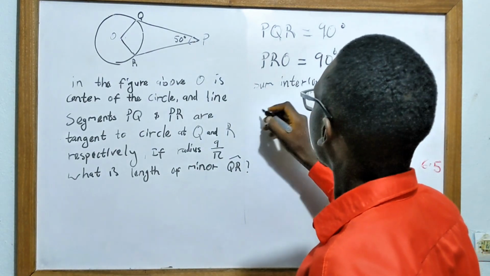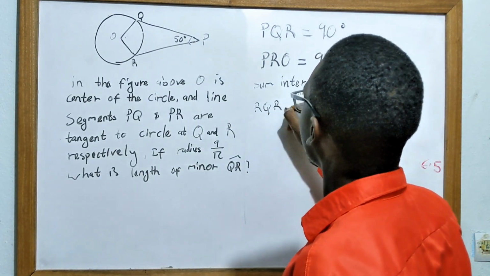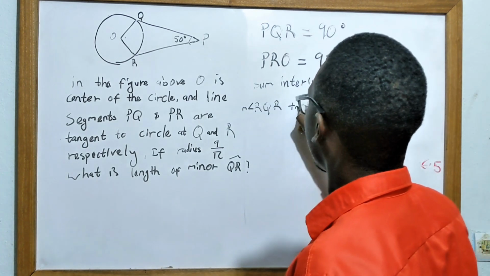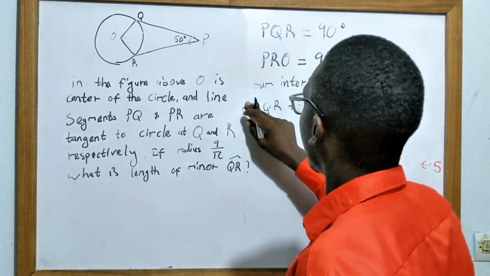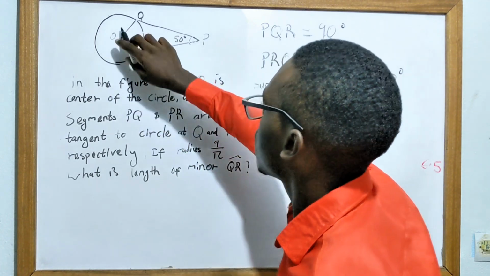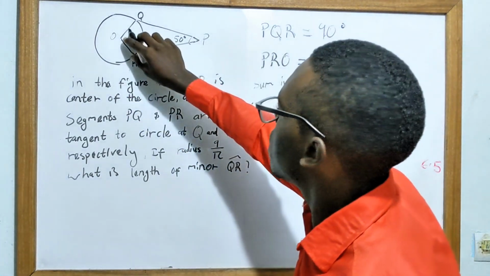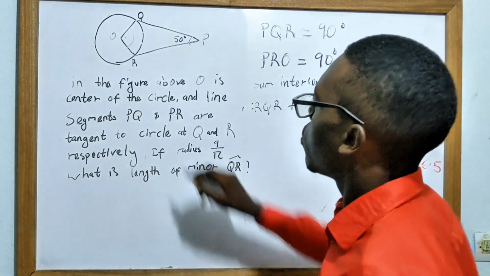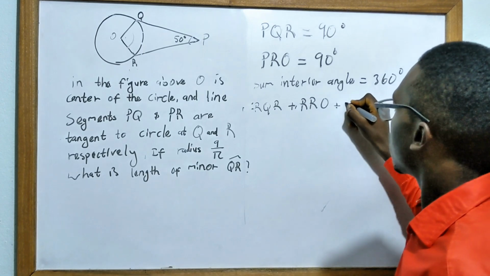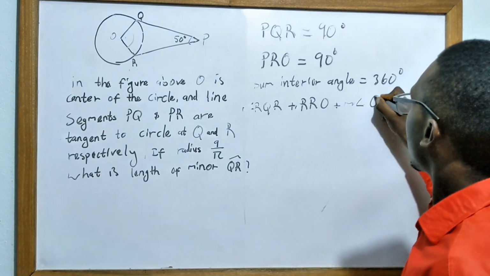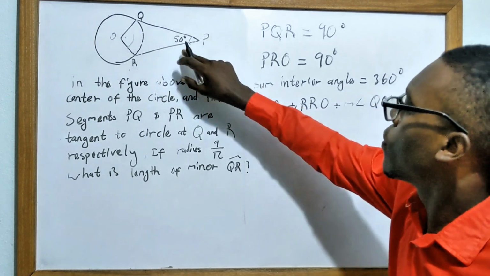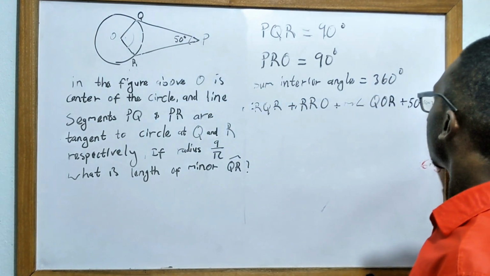Now if you add up all the angles, you are going to have 360 degrees. That will be angle PQO plus angle PRO, plus this measure, angle QOR, because you have to take also this section QOR, the angle here at this section. We have four different angles from a quadrilateral, and the measure of angle QOR plus this other angle 50 degrees is equal to 360.